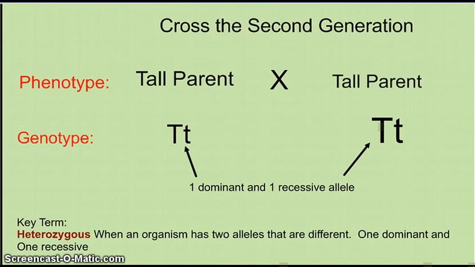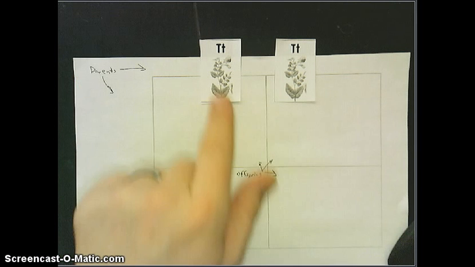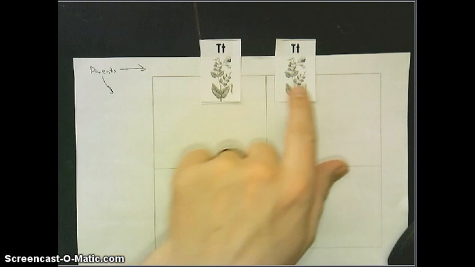So the next thing that Mendel did was he crossed those two individuals. And to show you how that's set up, he crossed the second generation. He crossed two tall parents, phenotypes of being tall. So their genotypes were capital T, lowercase t, one of each allele. These individuals were heterozygous, and there's the definition of that, and I'll show you what that looks like on a Punnett square.